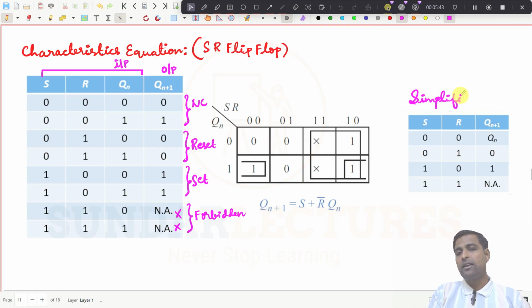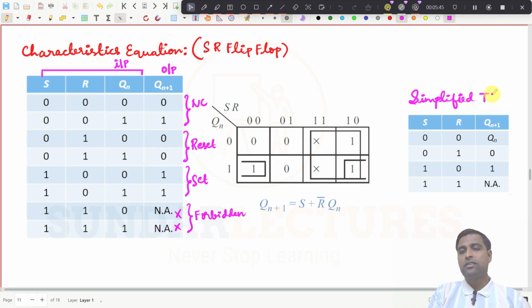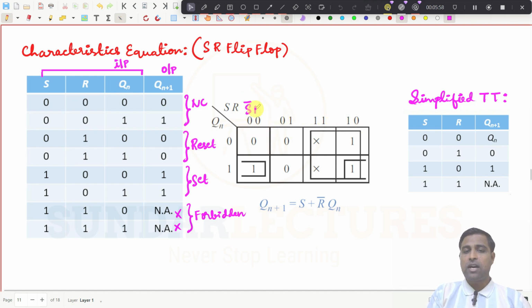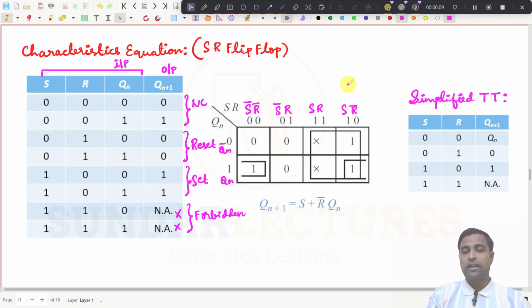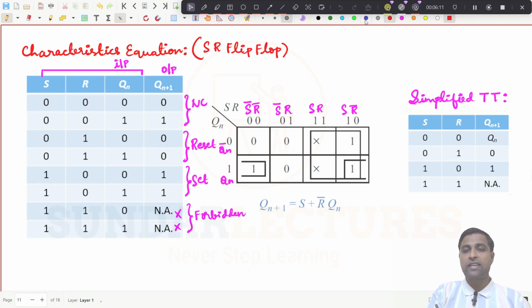Simplified, you know this one. I have already told you, this is the simplified truth table. And see this one, I am taking this to be SR and this to be Qn. So you know, for drawing the Karnaugh map, the corner goes 0 0, 0 1, 1 1, 1 0. So this will be S bar R bar, this is S bar R, this is SR, this is S R bar, and this is Qn bar, this is Qn, right? We know these kind of things already.